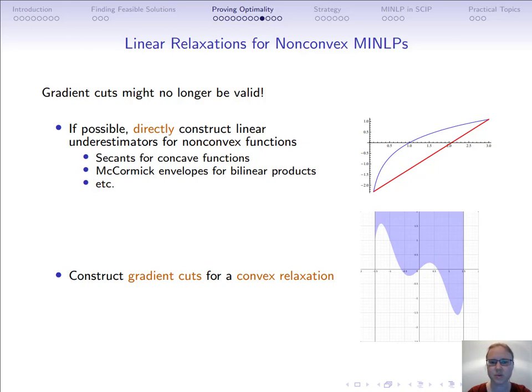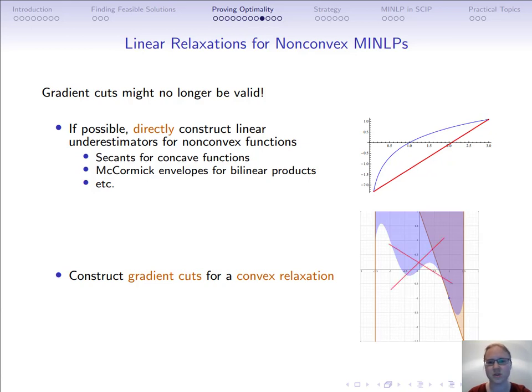Let us consider this small example. Here we have a nonconvex set which is shown in blue. For example, we want to try to add a gradient cut, like this. And we can immediately see that it cuts off some points that are feasible, and this is not good.